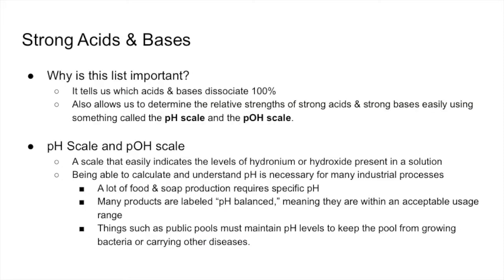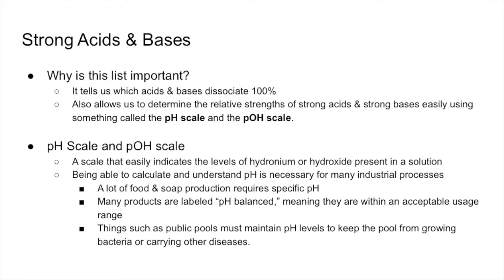weak. So why was the list on the previous page important? Well, that's because it tells us which acids and bases dissociate completely, dissociate 100%. It also allows us to determine the relative strength of strong acids and strong bases easily using something called the pH scale or the pOH scale, if it's a base.